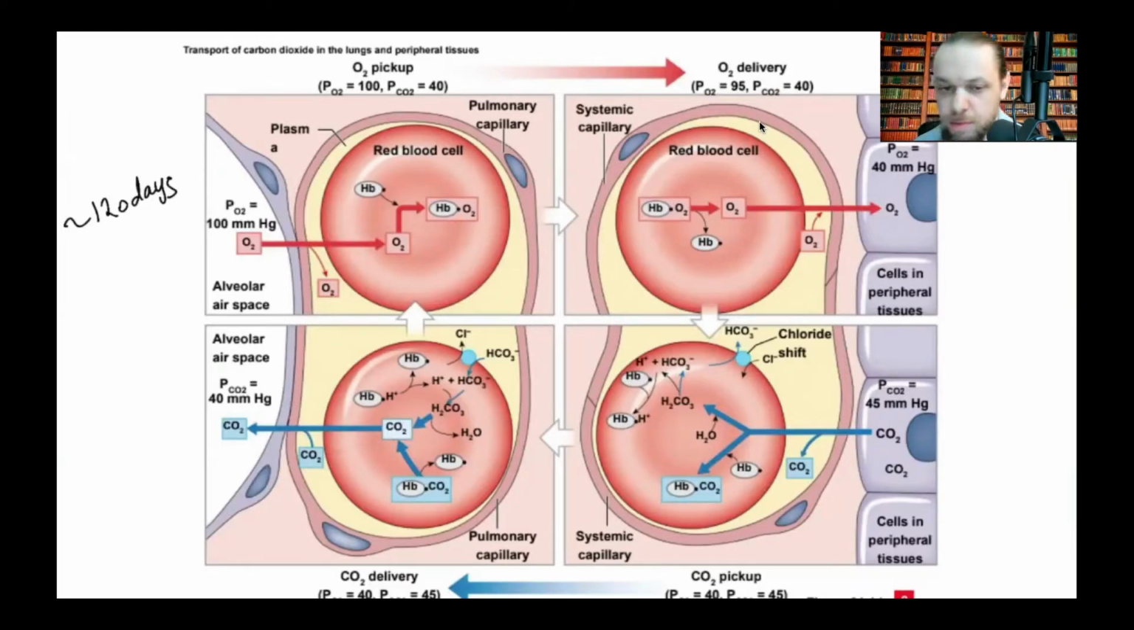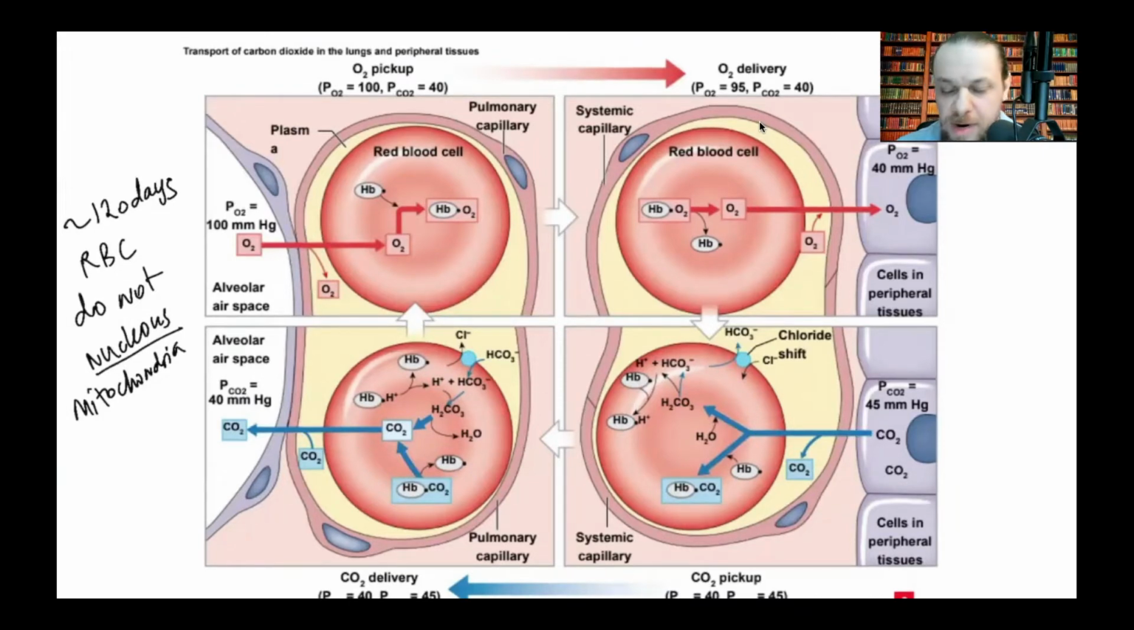What you want to remember, and it's very important, is that red blood cells do not have a nucleus, and they do not have mitochondria. So if they don't have a nucleus and they do not have mitochondria, it means that because they don't have mitochondria, the only thing they can do is glycolysis for their energy needs. They cannot do oxidative phosphorylation in the mitochondria because they're lacking that organelle.